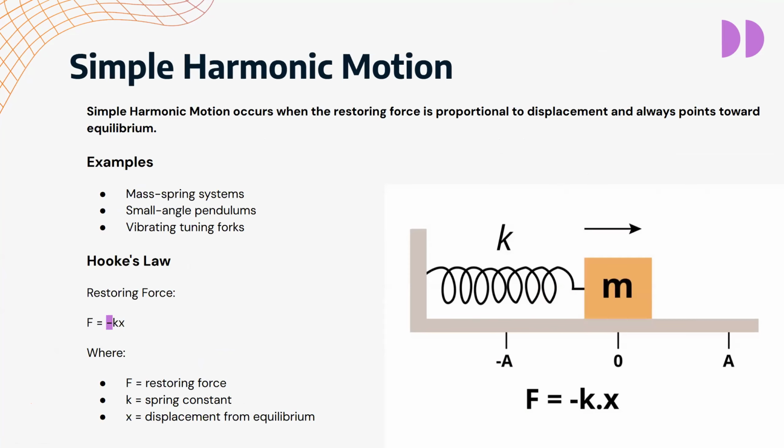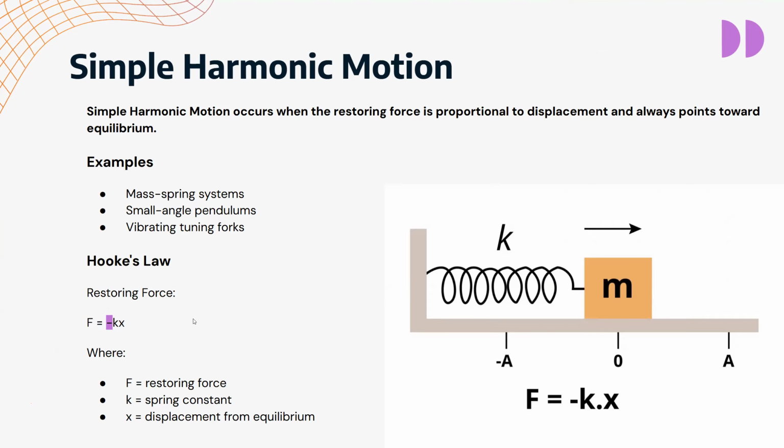Simple harmonic motion occurs when the restoring force is proportional to displacement and it always points towards equilibrium. Some examples are mass spring systems, a small angle pendulum, a vibrating tuning fork. Do you guys remember Hooke's law? Hooke's law is just force is equal to negative spring constant times x, where x is displacement.